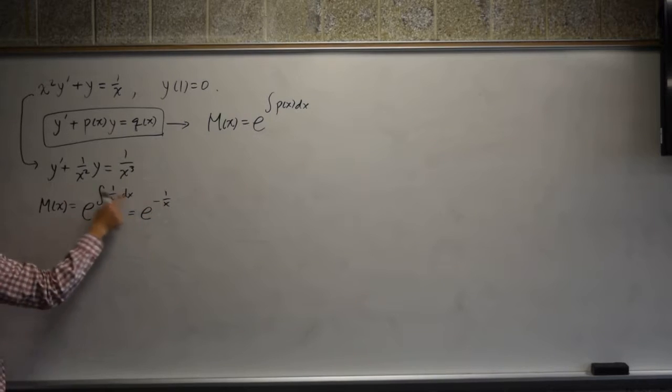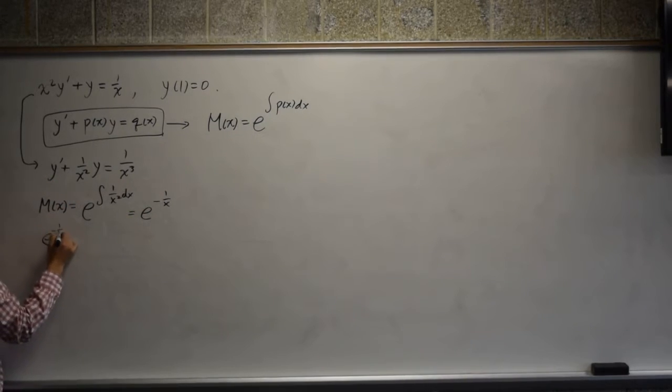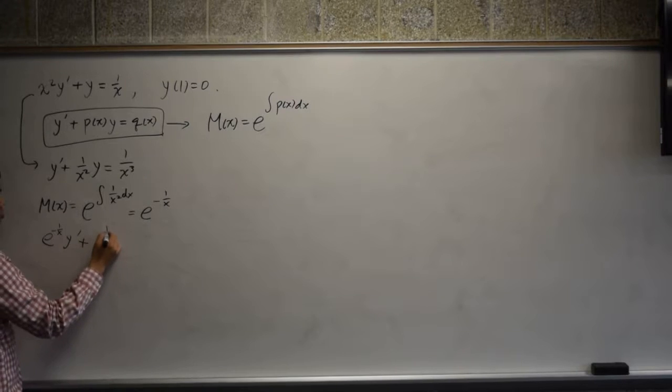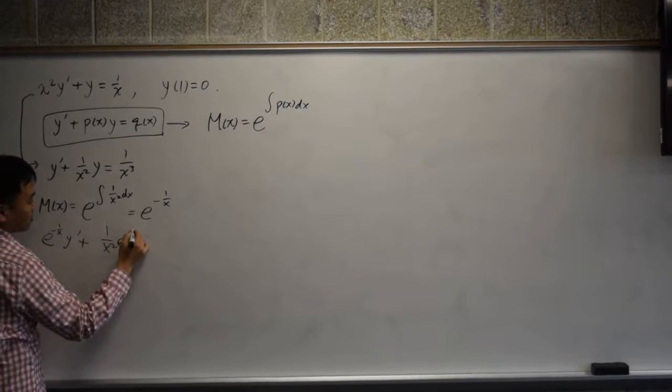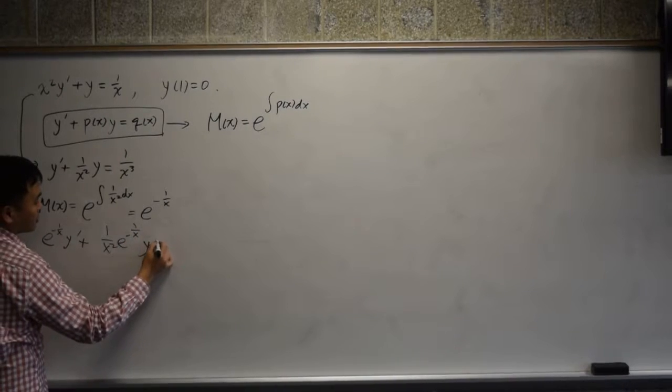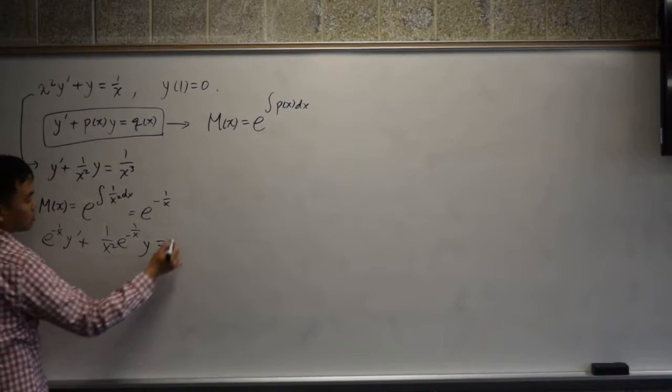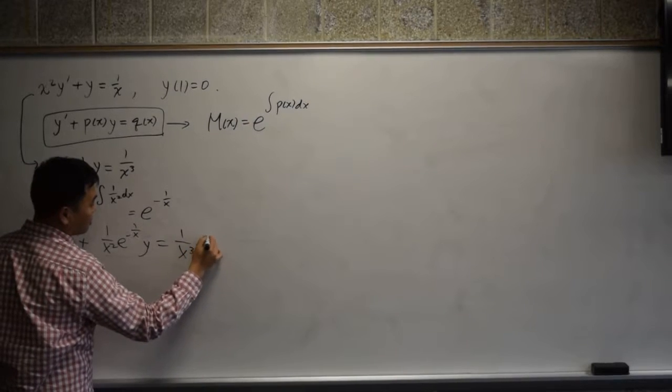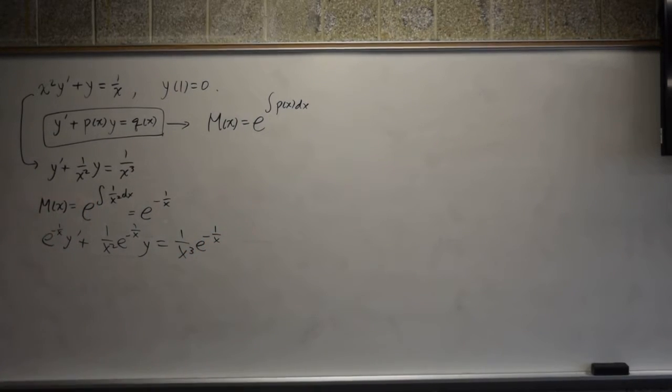Okay, so let's multiply: e to the negative 1 over x y prime plus 1 over x squared e to the negative 1 over x y equals 1 over x cubed e to the negative 1 over x. The reason for doing so is that then this side becomes a product rule. So this is the same as the derivative of e to the negative 1 over x times y.